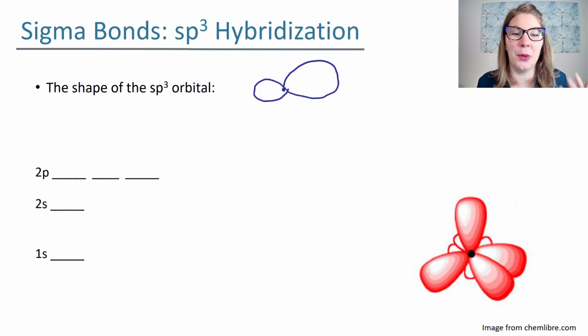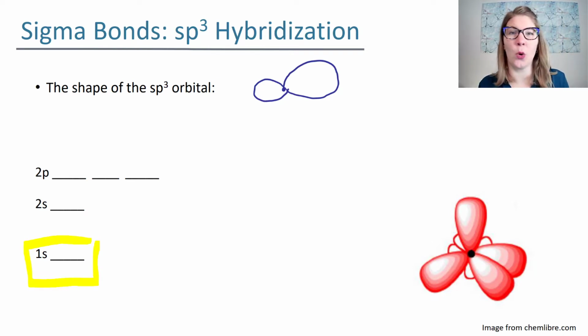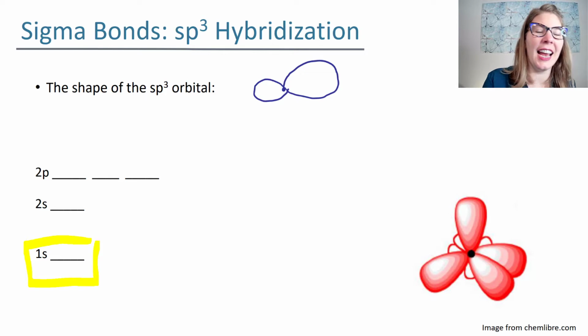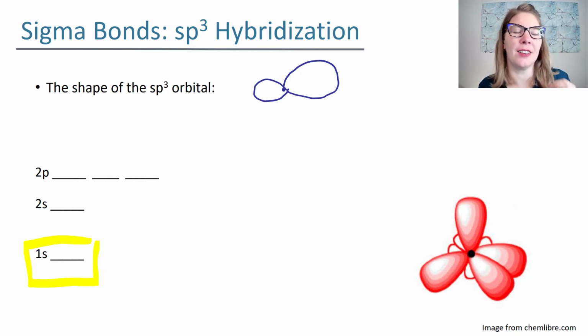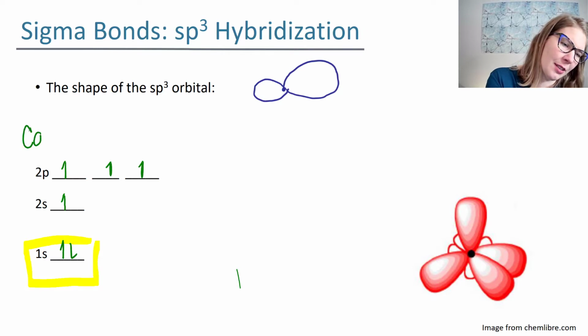So what happens with our sp3 hybrid orbital? How does it form? Well, remember our 1s is going to be our core electrons. And we're going to only consider our second energy orbitals. And let's do this in the context of carbon. So we have an excited state electron configuration for carbon.